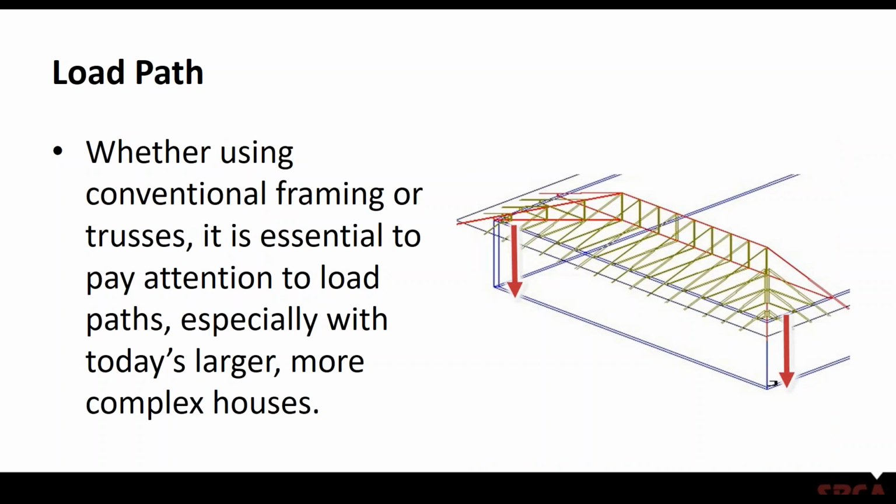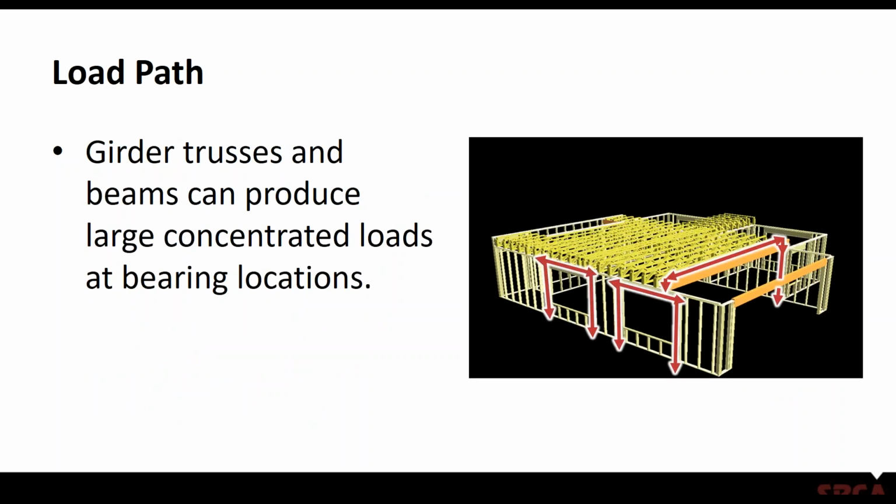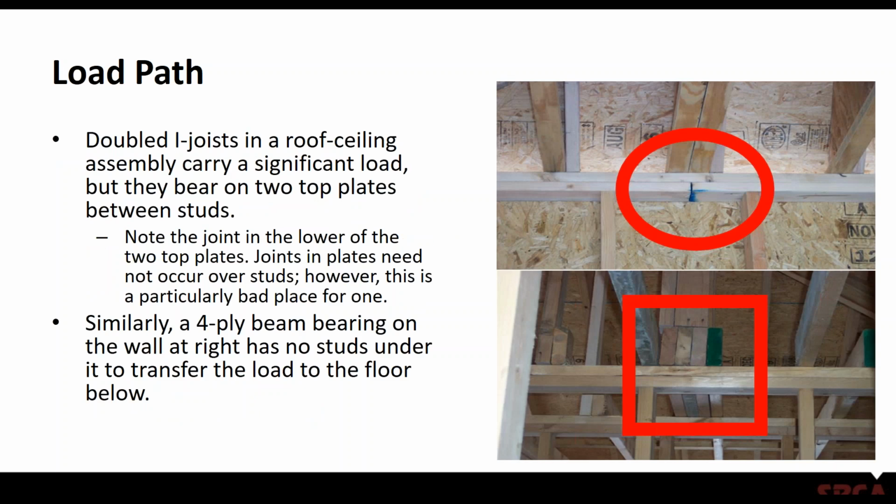Again, with load path, whether using conventional framing or trusses, it's essential to pay close attention to the load path, especially with today's larger, more complex homes. And those loads accumulate as you work your way down from the top of the structure to the bottom. Common examples, and these could be trusses as well, are where they've got a multi-ply member, and they're going to install some type of columns. They haven't done it yet in these two pictures.